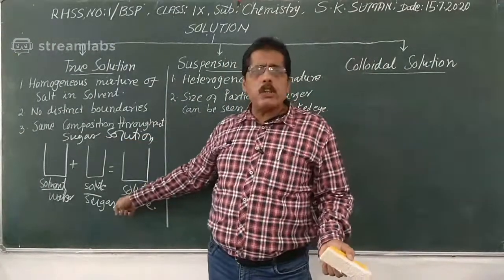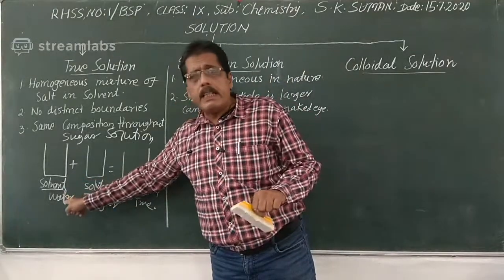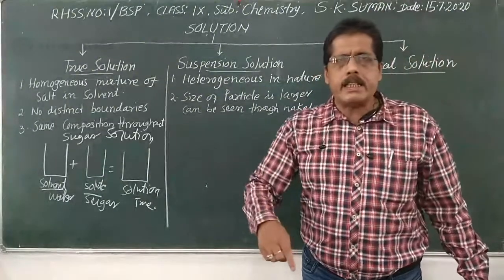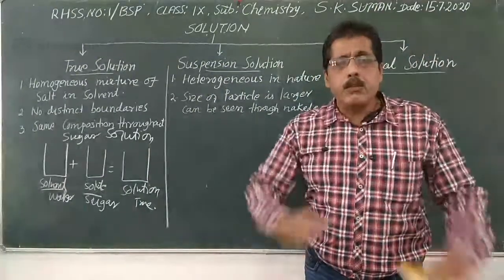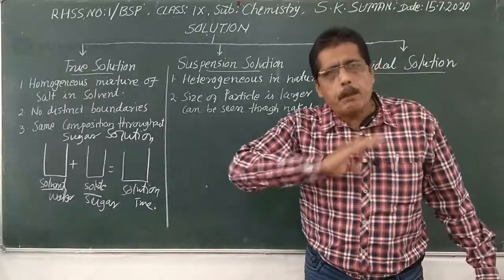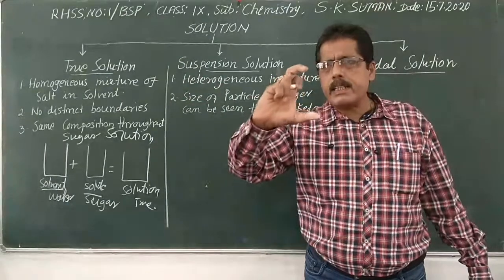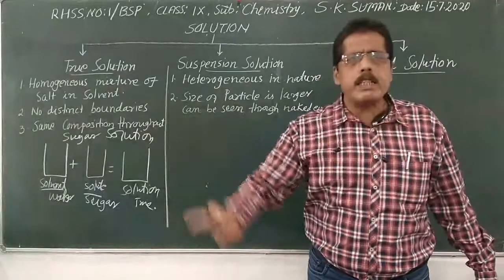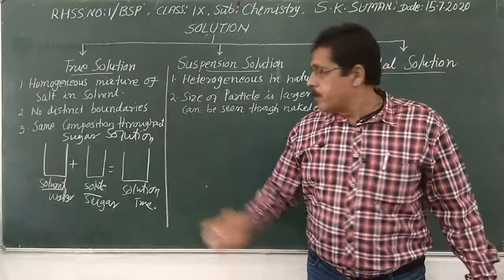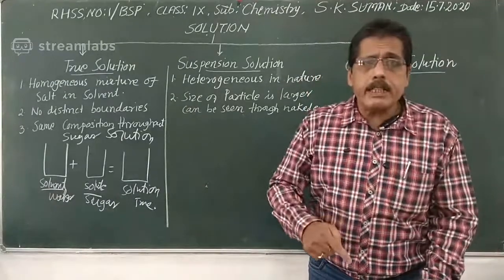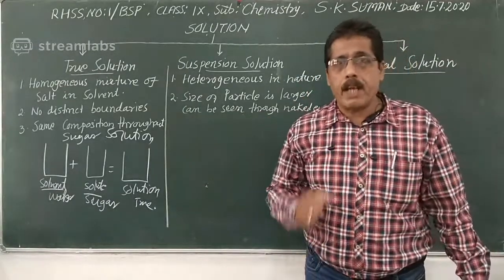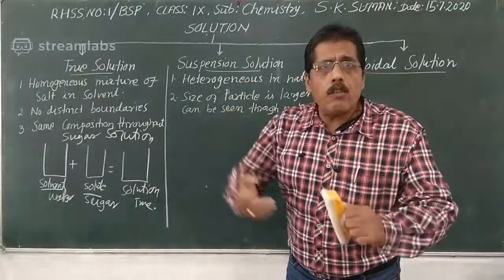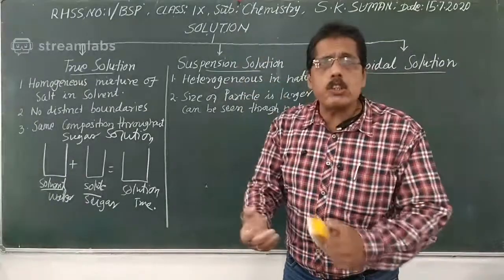You just take that container and look at it. You will find its composition is the same throughout. There are no physical boundaries present in that. So, true solution is obtained by mixing solute into solvent. And students, there will always be the solvent in larger quantity. In sugar solution, which will be in the larger quantity? The solvent, water. So, remember, solvent always remains in the larger quantity and solutes are dissolved in those solvents. Okay, so that was all about true solution.